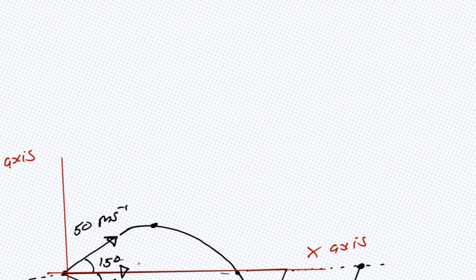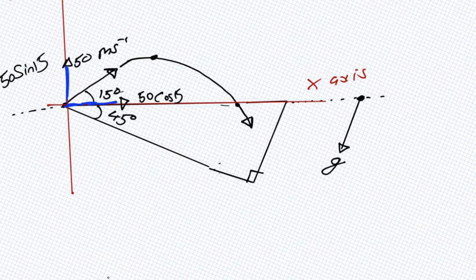So you could, for the moment, almost forget about the fact that it's on a plane. This component here will be 50 cos 15, and this component here will be 50 sine 15. It looks like a regular problem, but the difference now is that in this frame, the g no longer acts vertically down along the y-axis. It's at an angle, so the g as well needs to be resolved.